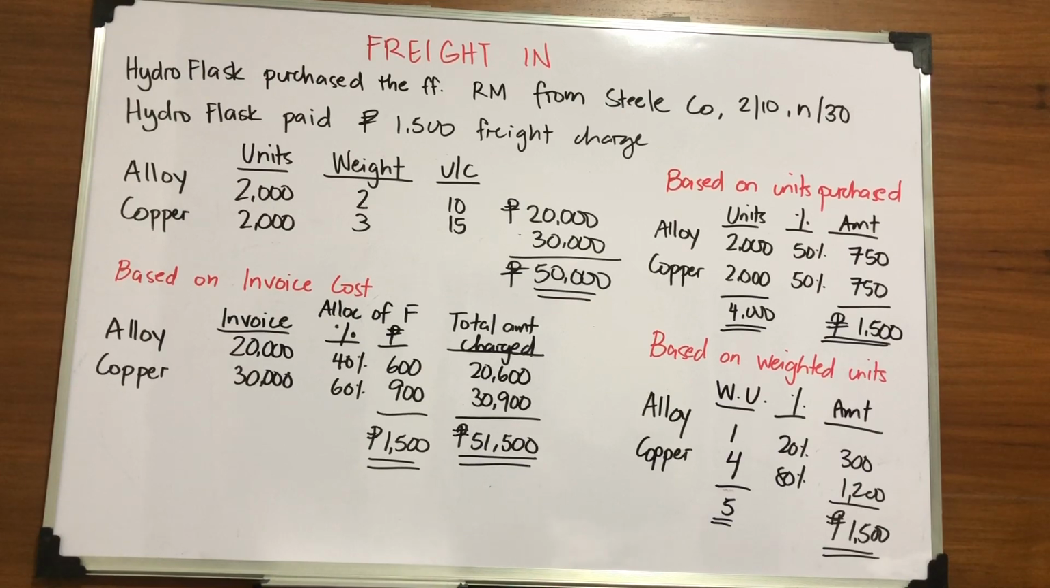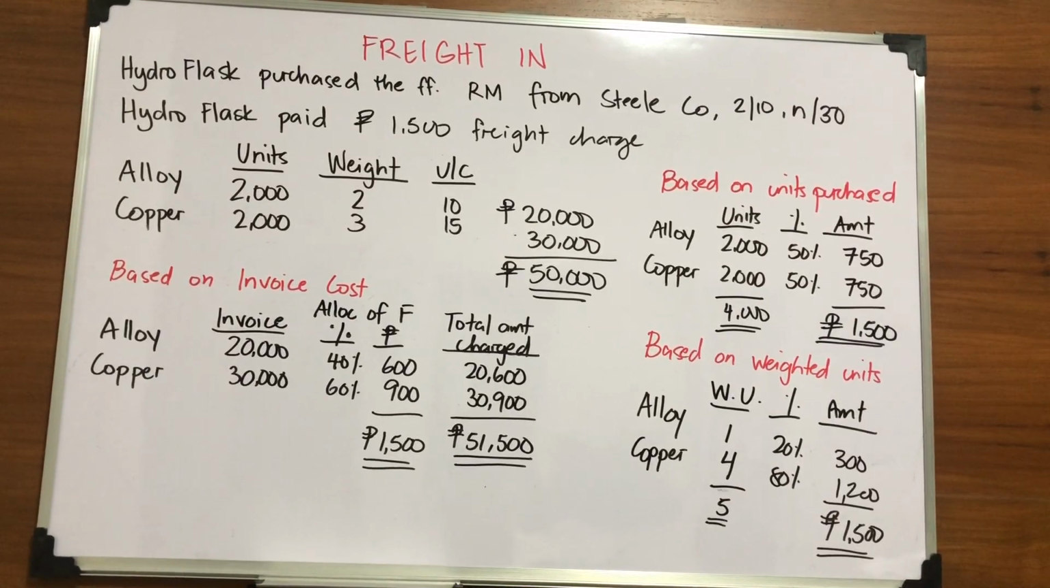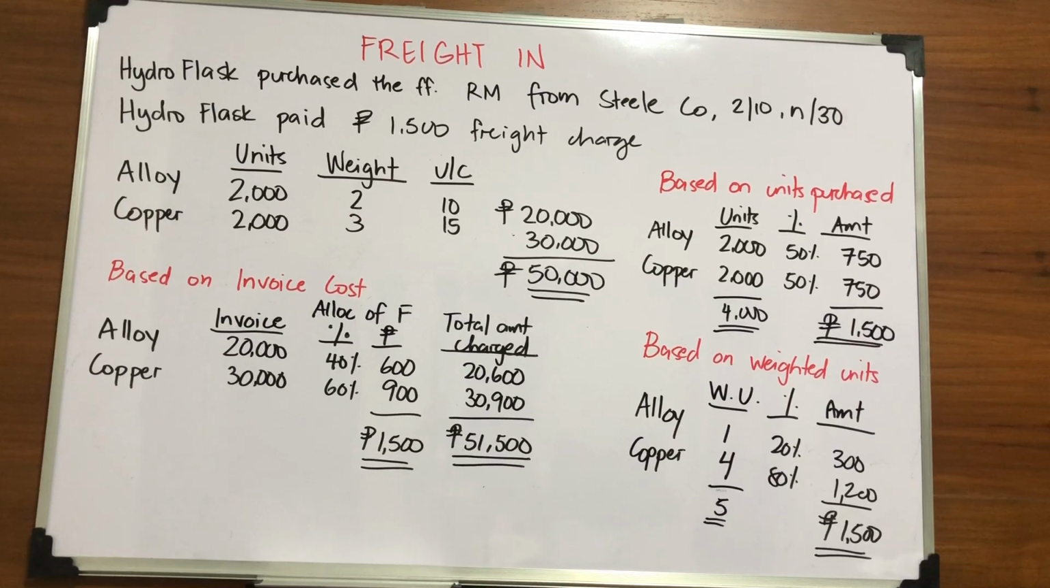So in here, we would like to determine how to allocate the freight in case there are multiple raw materials in one delivery. Again, for this one, for a single freight charge of 1,500, two kinds of raw materials were delivered to you. So you have your alloy and your copper. So again, going back, you have three ways of knowing how to allocate your freight. First is through your invoice cost. Second is your units purchased. And last is through your weighted units.